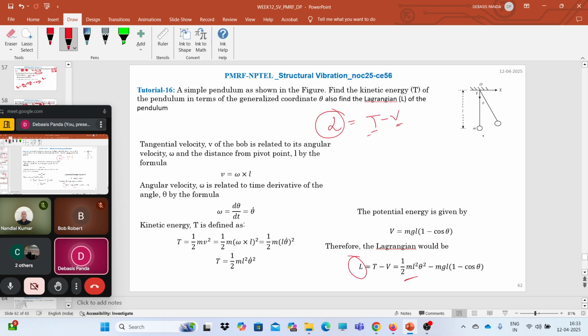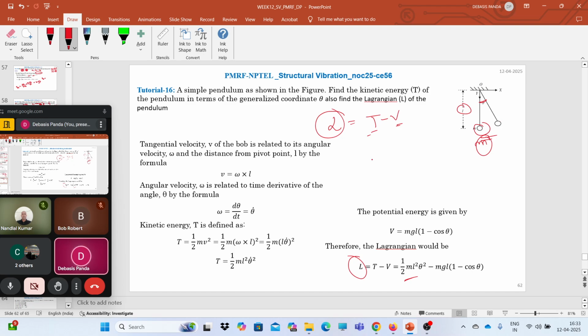Say, for example, here the pendulum system is given, right? You need to find the kinetic energy and the potential energy. The generalized coordinate here is given as theta, the chord length is given as L, and the mass of the bob is given as M. So how can you find it out?